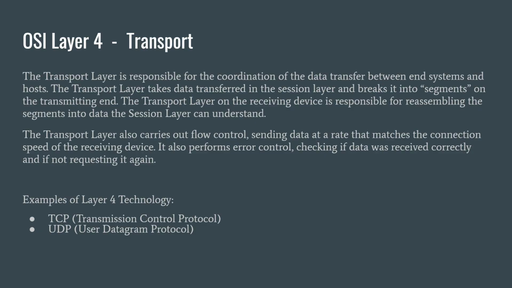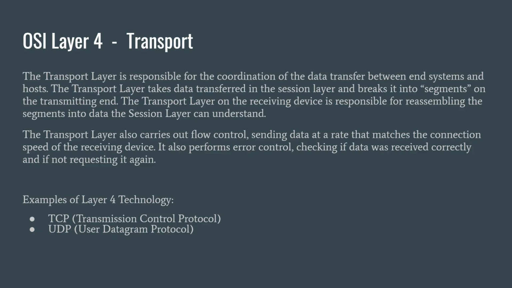session layer can understand. The transport layer also carries out flow control, which is simply making sure that the sending end and the receiving end agree on a data rate that works for both. It also performs error control, which is simply checking to make sure that the data received was received correctly. And if it was not received correctly, then it will request for that data to be sent again.